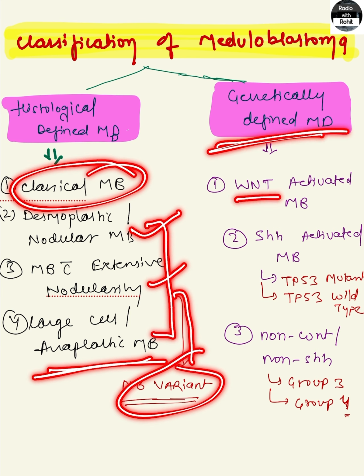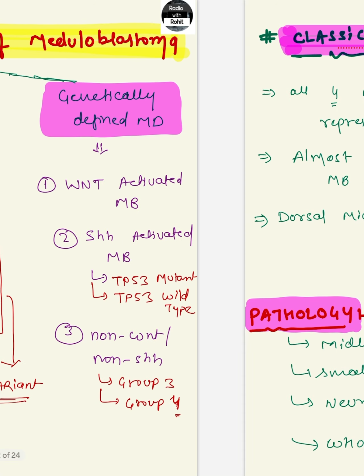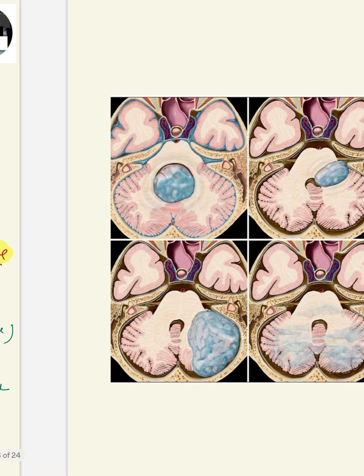Genetic, we have the WNT activated medulloblastoma, SHH activated medulloblastoma, non-WNT, non-SHH medulloblastoma. Classical medulloblastoma, as we just said, that we all have the four type or molecular subtype. Almost all the WNT type activated medulloblastoma. The classical one is present in the dorsal midline fourth ventricle, roof of the fourth ventricle. Pathology per se, we just discussed the round oval blue cell will be there and Homer Wright rosette appearance will be there. WHO grade 4.